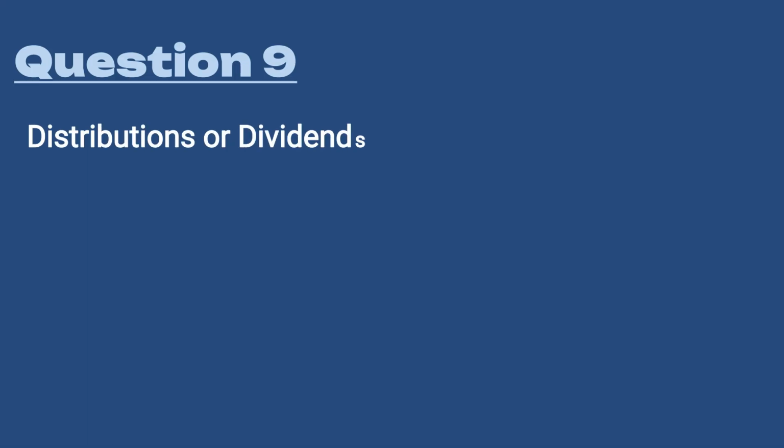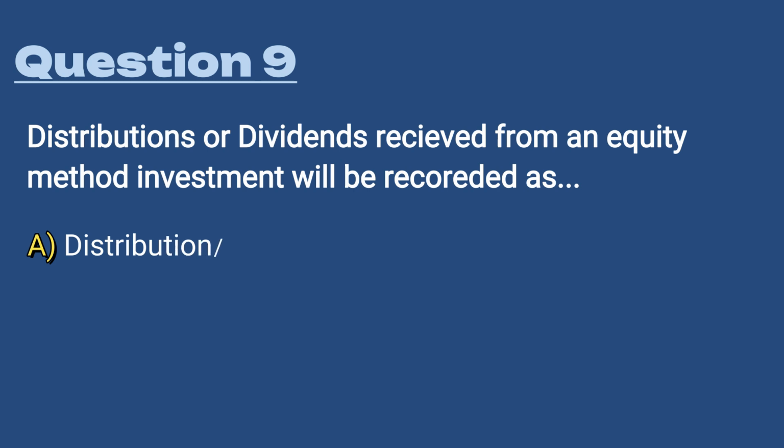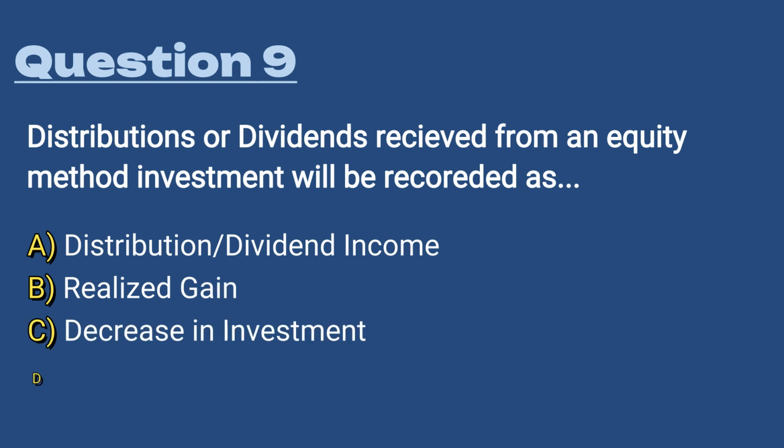Question number 9. Distributions or dividends received from an equity method investment will be recorded as A, a distribution dividend income, B, a realized gain, C, a decrease in the investment, or D, an unrealized gain.